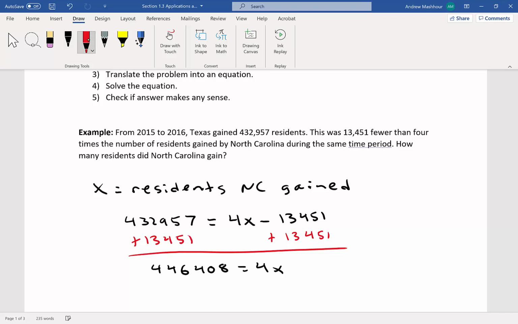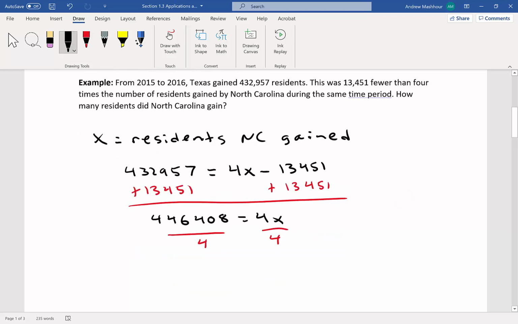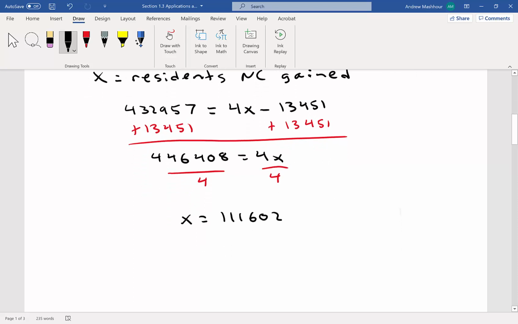And now the last step to solve for x is to go ahead and divide by 4. So we have x is equal to, so we get 111,602. So the amount of residents North Carolina gained was 111,602 residents. Let's take a look at another example.